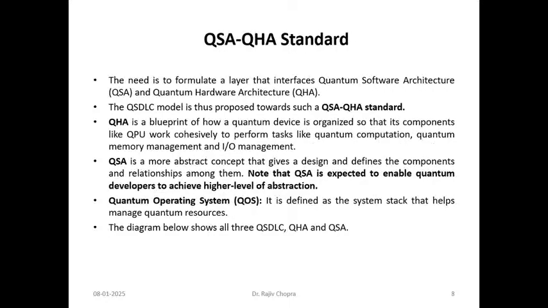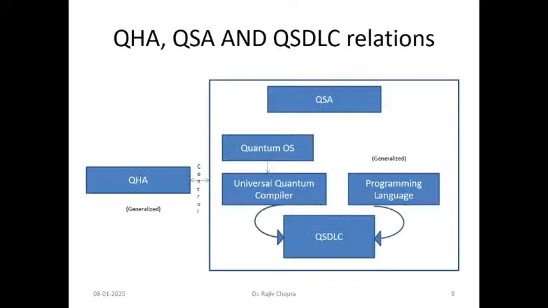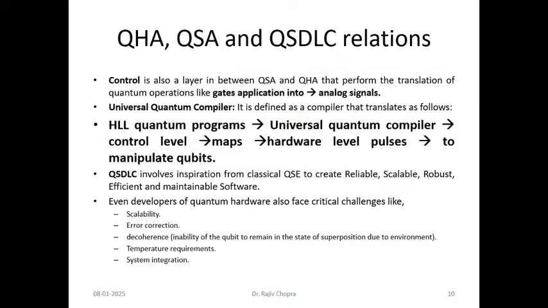If we see it diagrammatically, next slide ma'am, this is how it is happening. You have a generalized quantum hardware architecture, a quantum software architecture, you need a quantum operating system, then a universal quantum compiler. I will tell you what it is in the next slide. Then programming languages are needed. These are all the inputs to the quantum software development lifecycle. The programming language has to be a quantum programming language. Control is also a layer in between QSA and QHA that performs the translation of quantum operations, like gate application, into analog signals.